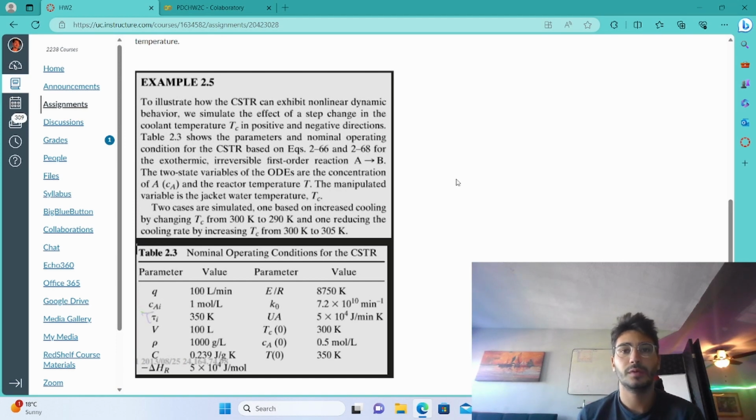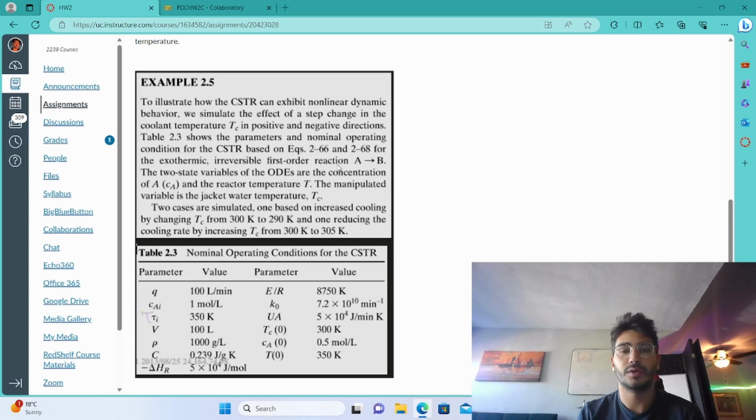In this video, we will be dealing with a constantly stirred tank reactor. Here is all of the specific information that we're given. Some of the important things that we need to know before going into this problem is that we are dealing with a constantly stirred tank reactor, and that it is an exothermic irreversible first order reaction that is going from A to B.